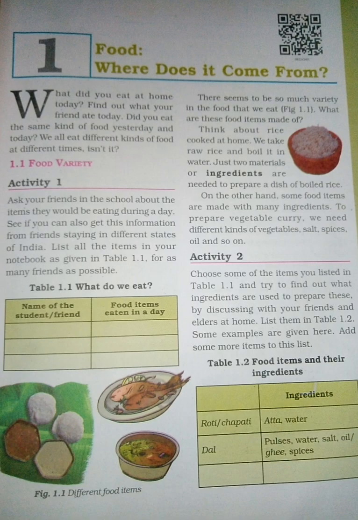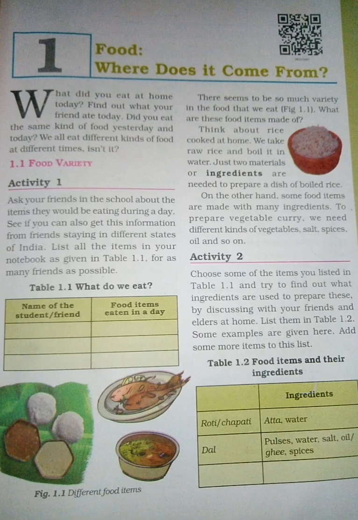In the same way, if we want to prepare different dishes, we need some materials to prepare them. Those materials, like the spices or the vegetables we use, the salt or the water, are all known as the ingredients. Some food items are made with many ingredients. To prepare vegetable curry, we need different kinds of vegetables, salt, spices, oil, and so on. Here, a table is given, 1.2. From this, you can understand the ingredients that we require to prepare.